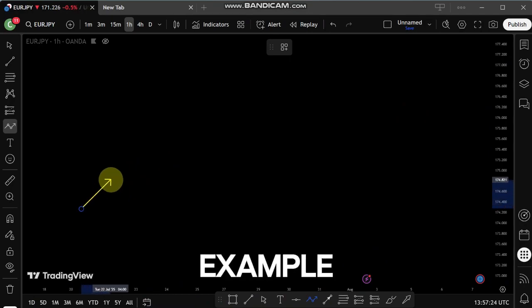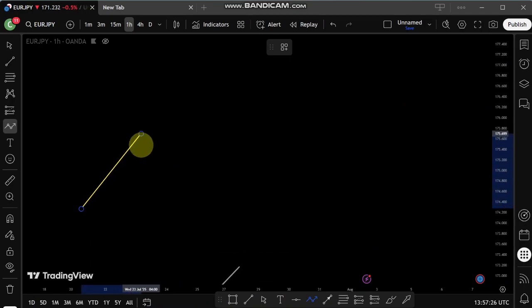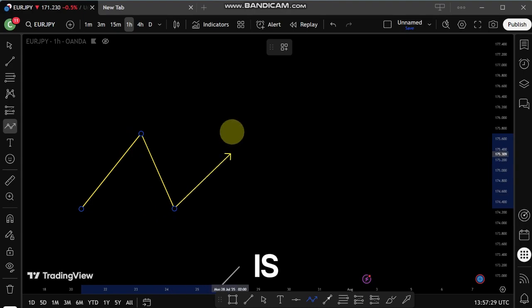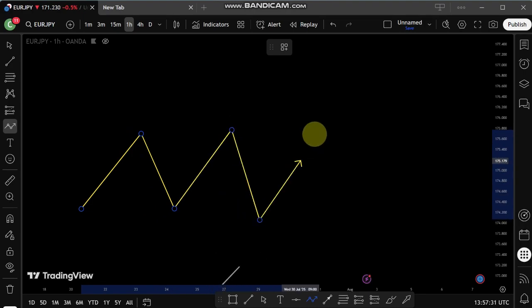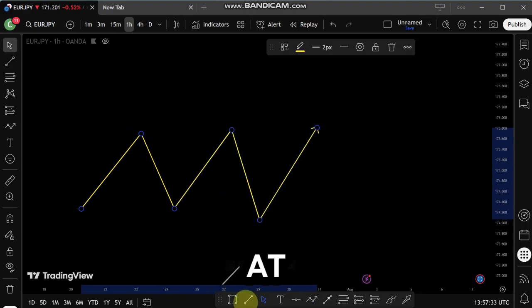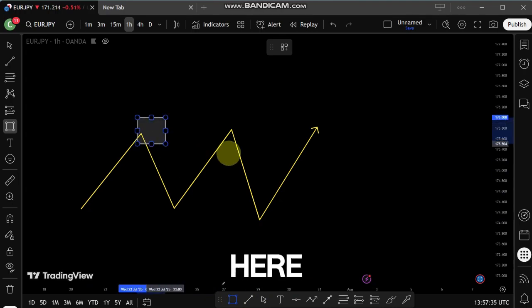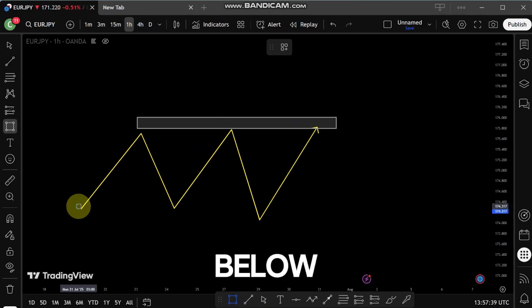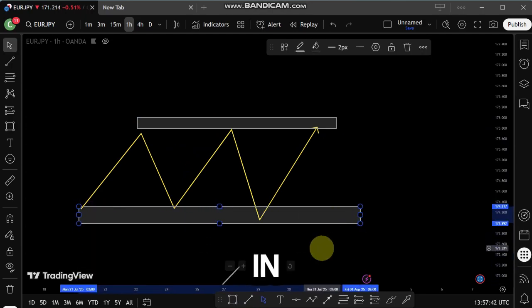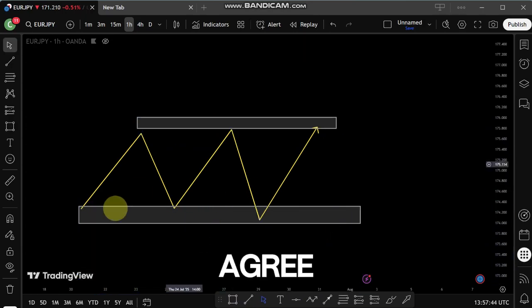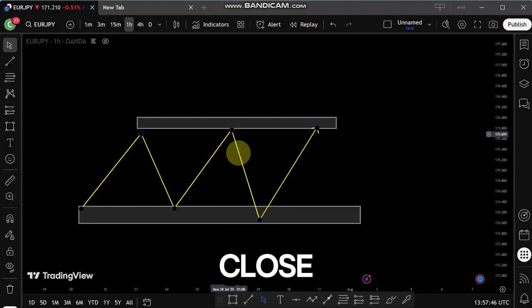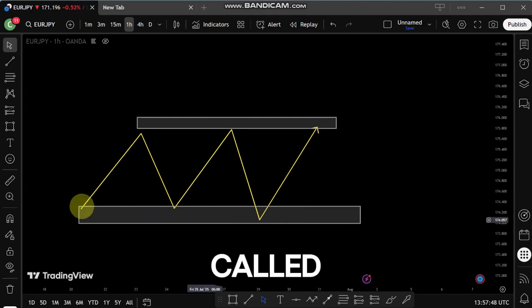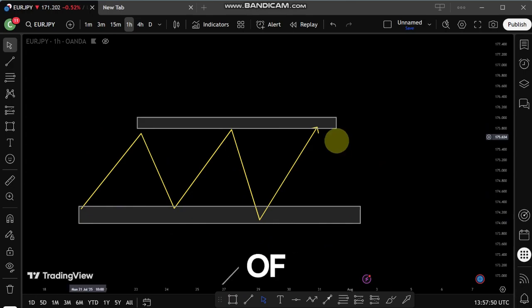So if, for example, you are in a trade and you see the market is consolidating, at this very top right here, there is liquidity, and at this bottom right here, there is liquidity too. If the market is consolidating like this, this area can be called an area of support, and this area can be called an area of resistance.